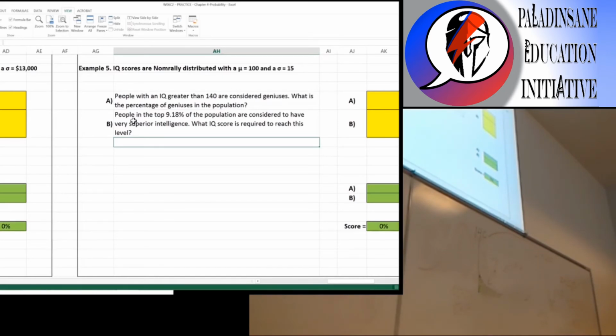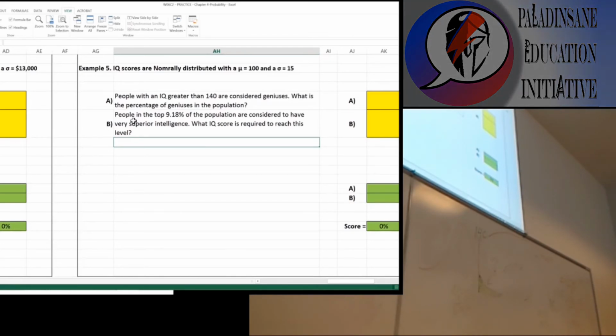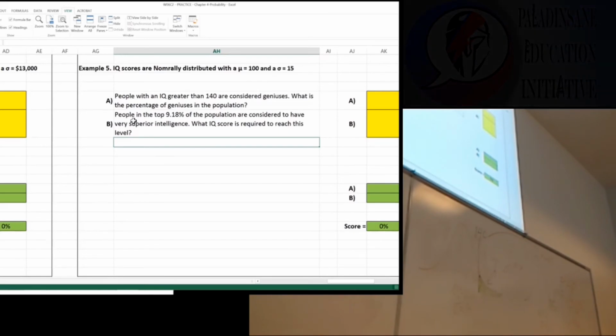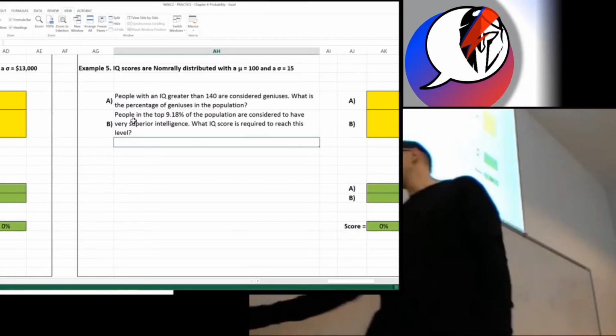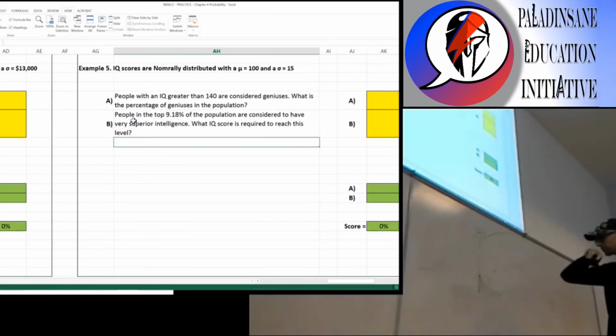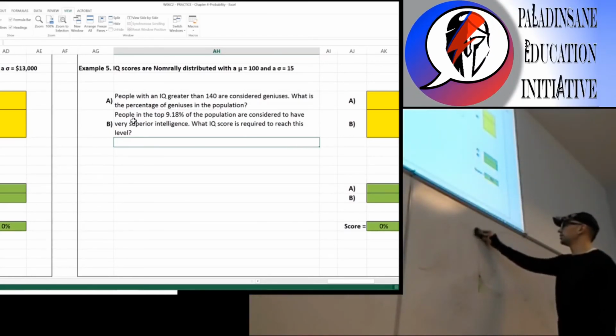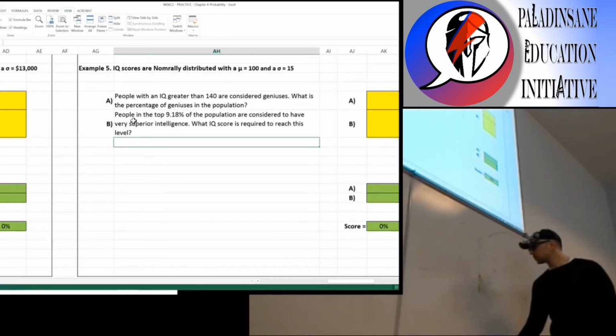So these are actual demarcations that they can give people. Oh, you're a genius, you're a very superior intelligence, you're above average. These are all thresholds that they have listed. So what IQ score is required to reach this level? If you wanted to pop that on your CV, which would be a little weird, but let's say that you wanted to do that, what IQ score do you need?